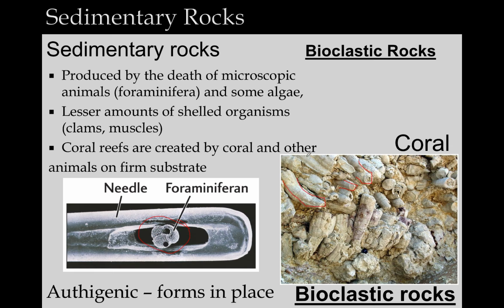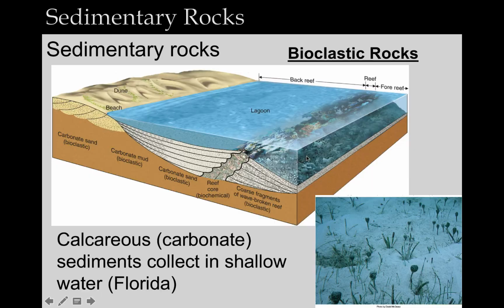The type of shell you have depends on temperature and water depth, because it depends on where the animal itself or the plant itself is capable of living. But these would be rocks made from the remains of organisms that have died. Okay, where do they get deposited? Well, let's pick a warm, shallow water, clear water environment.